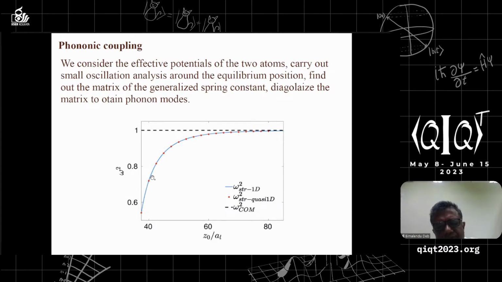So these are scaled with the atomic trapping frequency. So then you can see that as distance increases, then it reduces to the unperturbed or the harmonic oscillator frequency. So this deviation from 1 is quite significant at an intermediate or short distance.